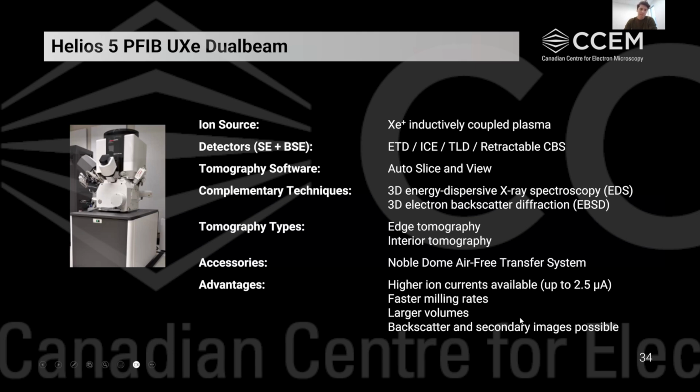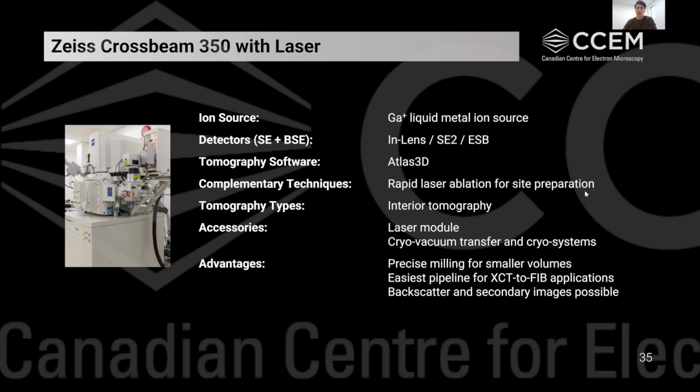We can acquire backscatter and secondary images. On our Zeiss Crossbeam, we're working with a gallium LMIS source. We have detectors for both secondary and backscatter imaging. The 3D automated software is called Atlas 3D. We can couple this with laser ablation, so we can rapidly prepare sites, removing millimeters of material in some instances to cut to a feature of interest. This is equipped to handle interior tomographies. With this laser module and the cryo accessories, it makes it quite a robust machine if we want to do precise milling of smaller volumes.